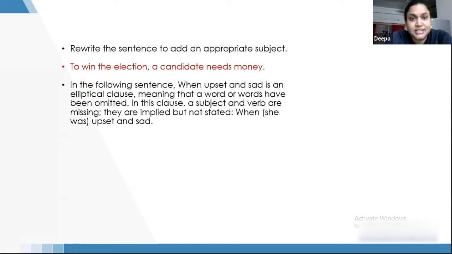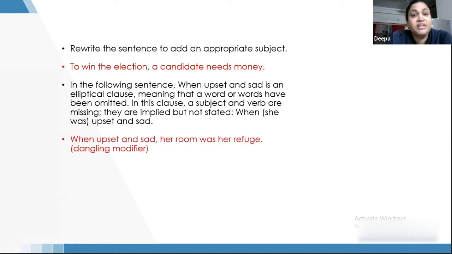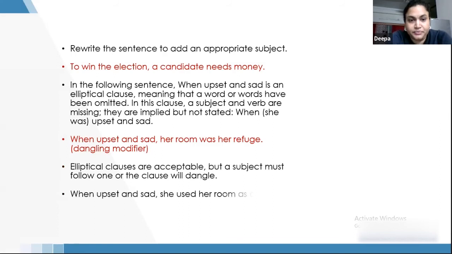In the following sentence, "when upset and sad" is an elliptical clause, meaning that a word or words have been omitted. In this clause, a subject and verb are missing. They are implied but not stated. When upset and sad, her room was a refuge. Her room was a refuge to whom? Let's check. When upset and sad, she used her room as a refuge. So we are making it clear.